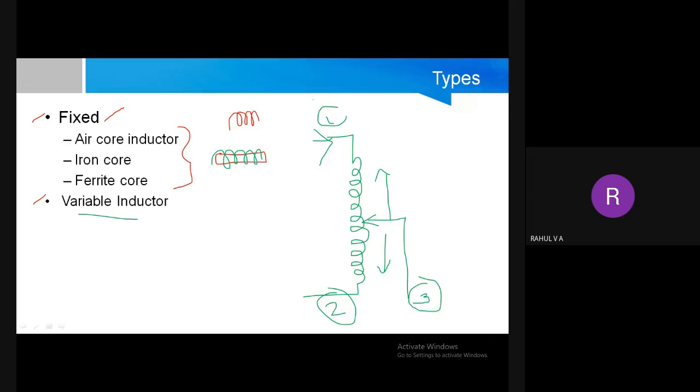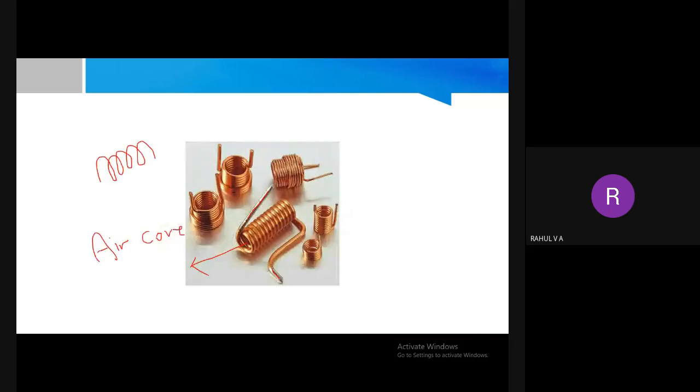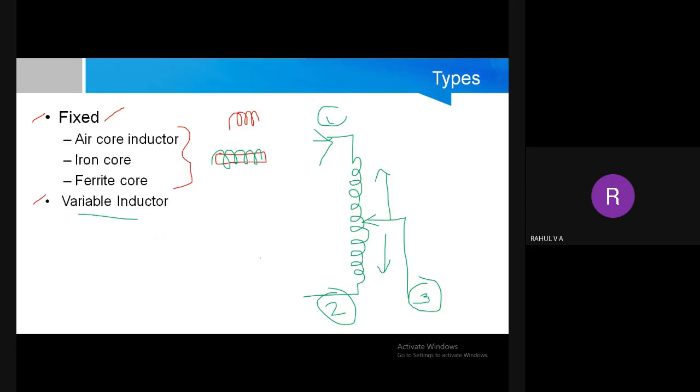And there is variable inductance that is constructed the same way as an inductor. If you construct one inductor like this, and in between the middle you take one connection, there will be a rotating mechanism so that you can move this connection up and down. And if you move this connection up and down, the inductance can be varied.